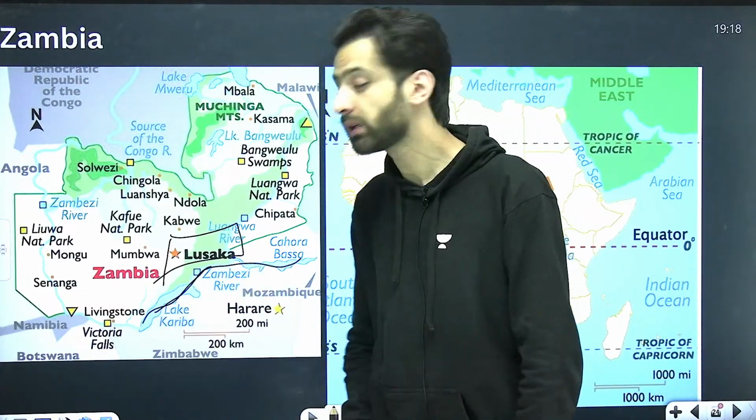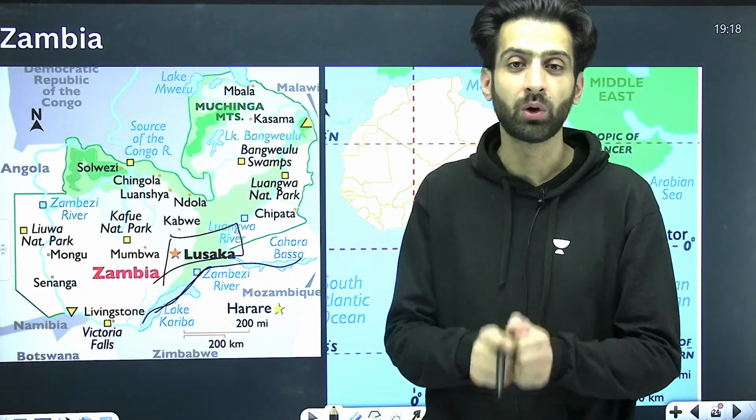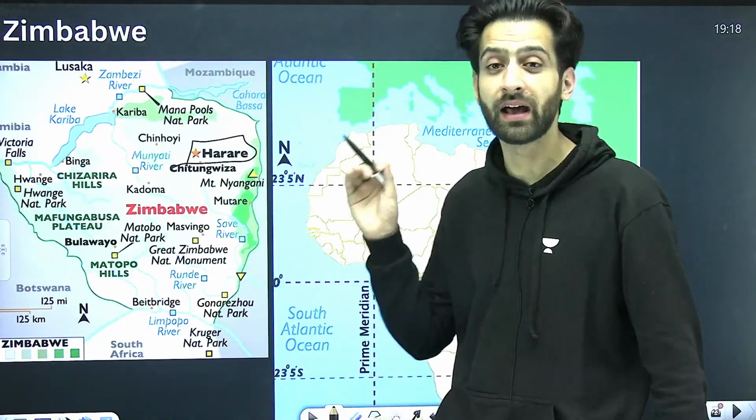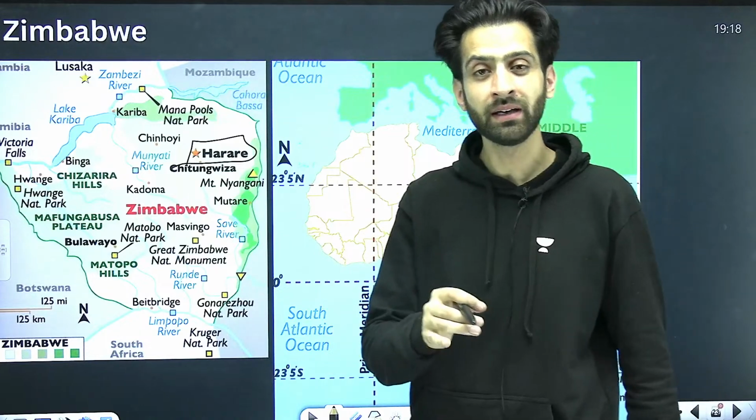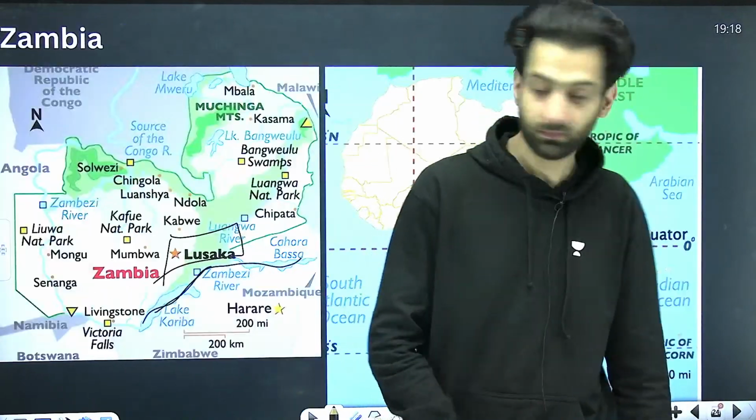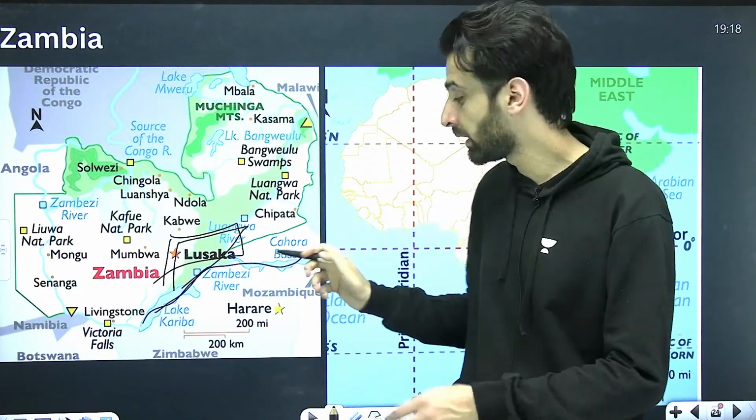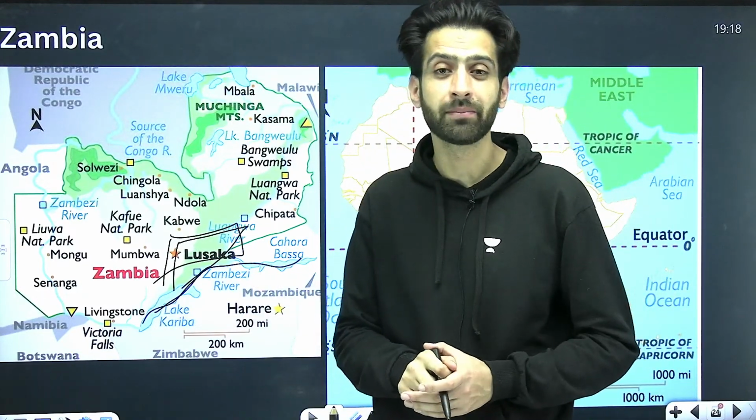Zambezi River flows along the Zimbabwe and Zambia border. This is the important thing that you need to remember here. The capital of Zimbabwe is Harare, and the capital of Zambia is this. Then the river that passes along the borders of the two countries is the Zambezi River.